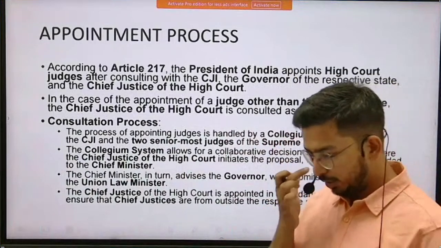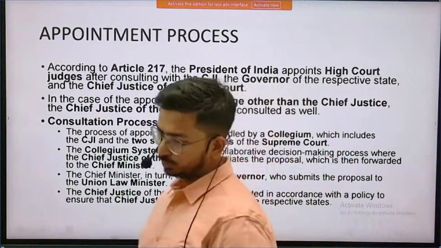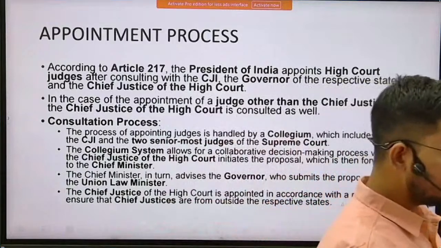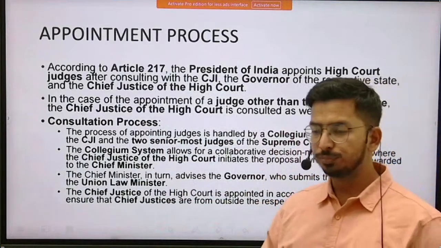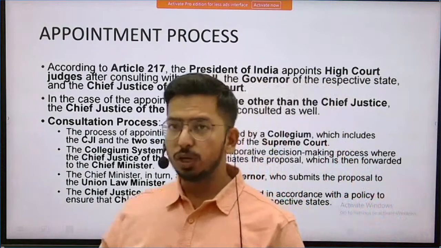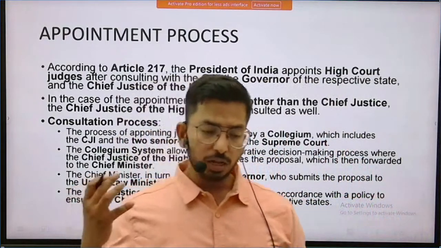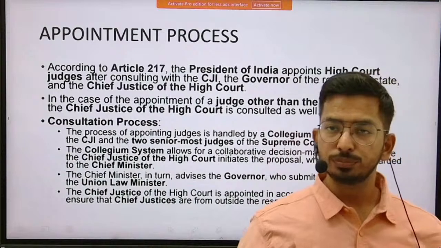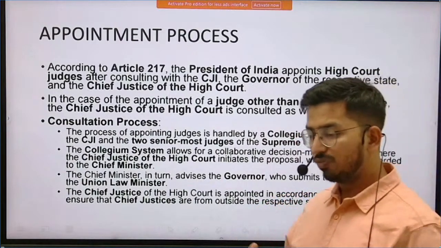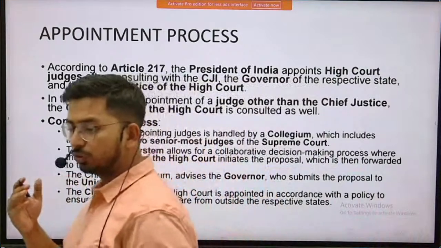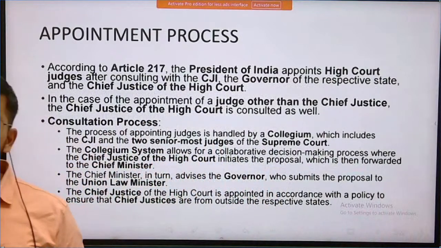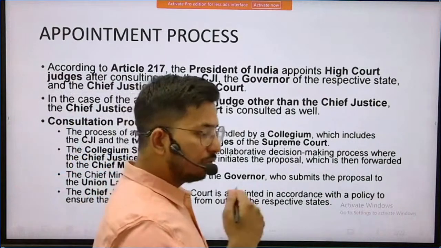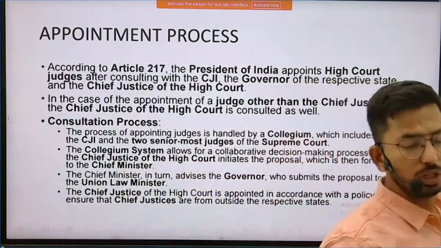Now, if you have never heard of the collegium system, look into it. What is a collegium, by the way? Those who know? Right. Okay. So the collegium is an institution which has no origin in the Constitution. It is a group which finalizes the names of the people to be submitted to the central law ministry, which will further submit them to the President of India for the appointments.